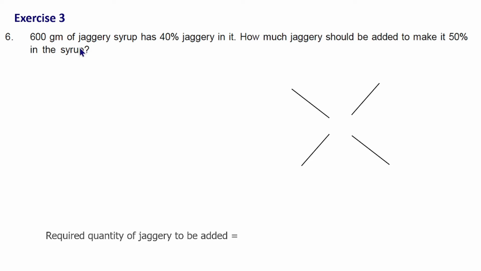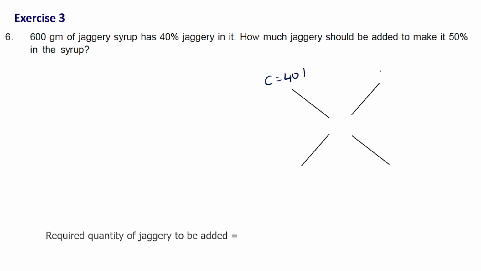Next question, 600 gram of jaggery syrup has 40% jaggery in it. How much jaggery should be added to make it 50% in the syrup? So here it is given there is 600 gram of jaggery syrup having 40% jaggery in it. Now we need to find the amount of jaggery that has to be added to make it 50% in the syrup. So here we have C is equal to 40%. So in the jaggery syrup there is 40% of jaggery.